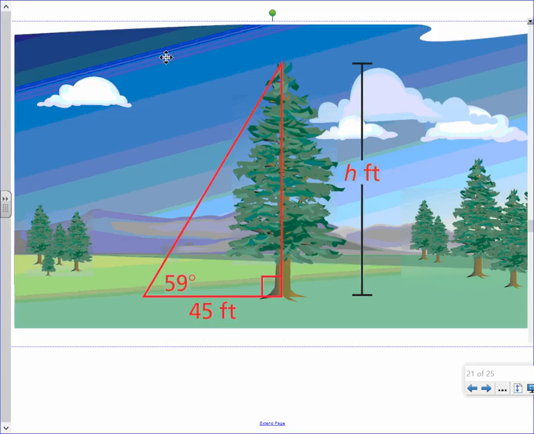It doesn't have to be a Picasso drawing. It doesn't have to be some masterpiece artistic expression. Just a simple tree, and draw the right triangle that's formed from that tree. Go ahead and draw. I'll give you a few minutes.